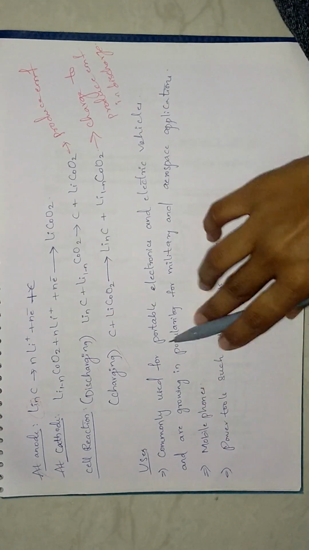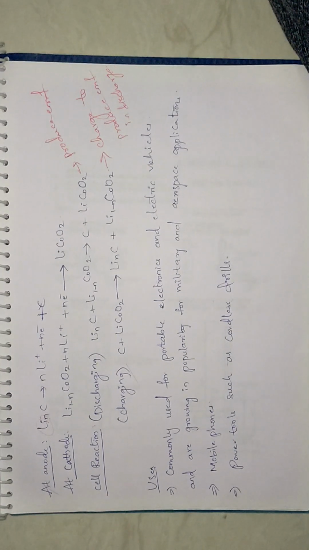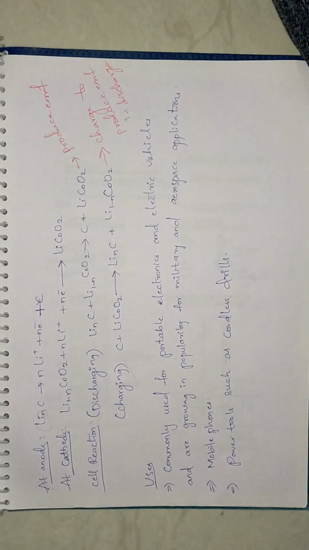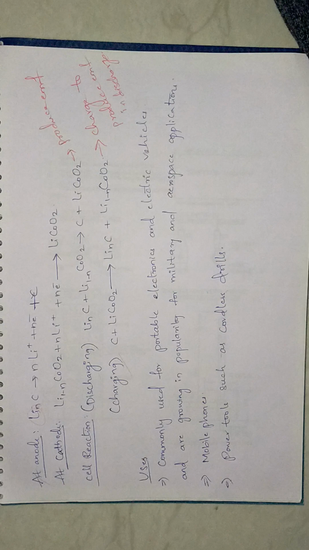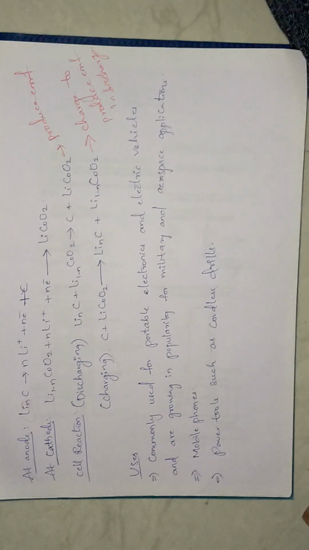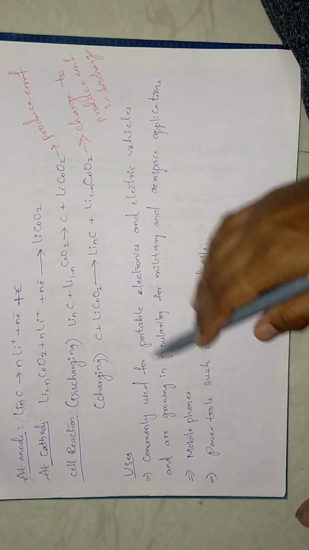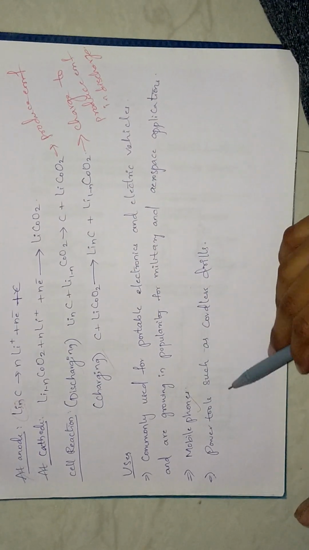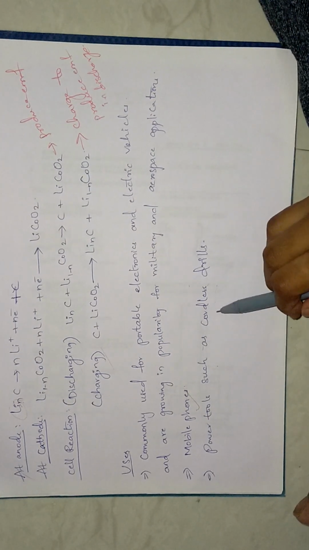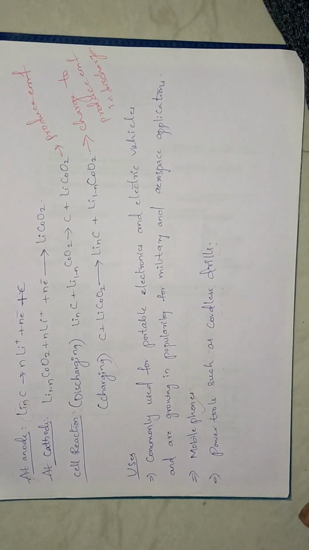And these are the uses. We generally use the lithium ion battery for portable electronics or electric vehicles, that means things which are easy to carry from one place to another. The most important example is the mobile phone. Then power tools such as cordless drills. So in all these cases we will use the lithium ion battery. Thank you.